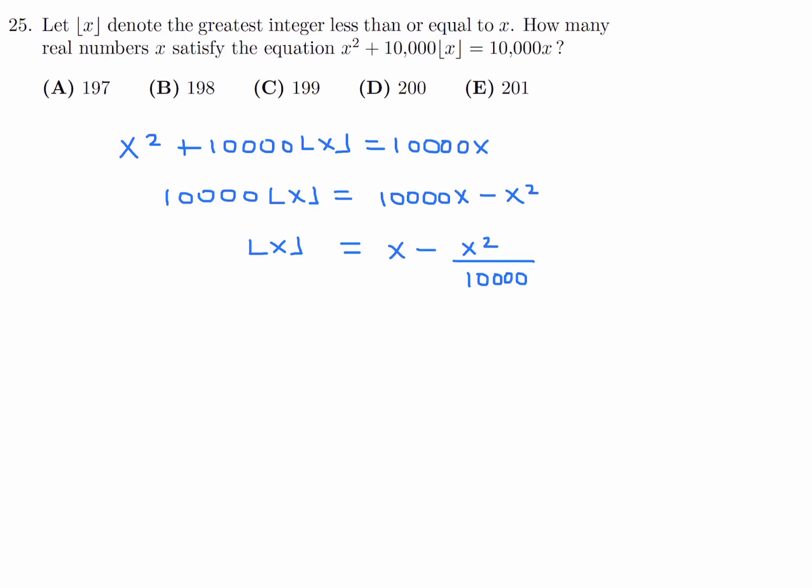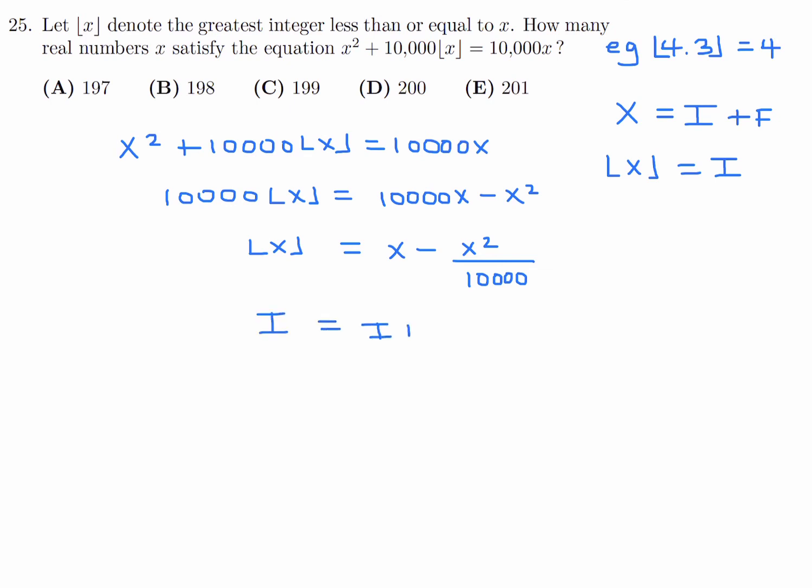All right, now what is x? I am not sure, but x is an integer part plus a fractional part, correct? So therefore, if I take the bracket x, it becomes just the integer part. That's basically the definition. So for example, 4.3, if that's x, if I take the bracket of that, it just gives me 4. So substituting that in here, this becomes I. This is I plus f, and this is just, I'll just leave it as x squared over 10,000 for now.